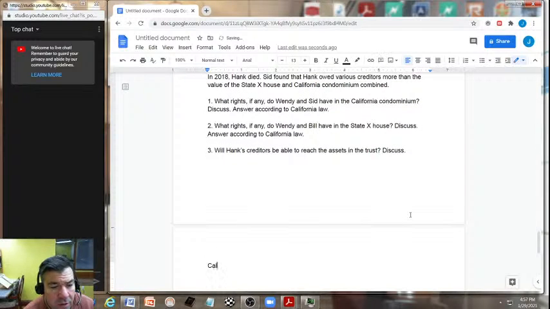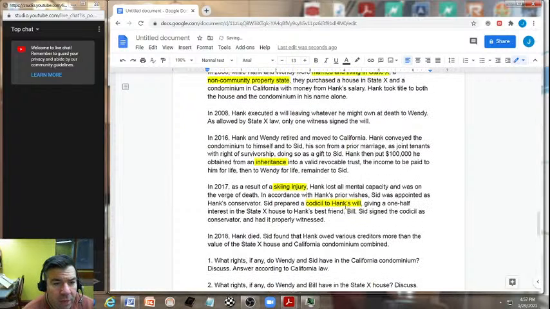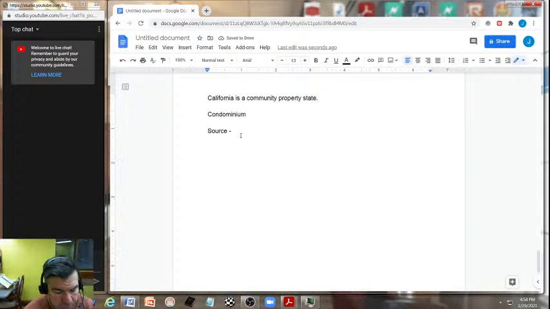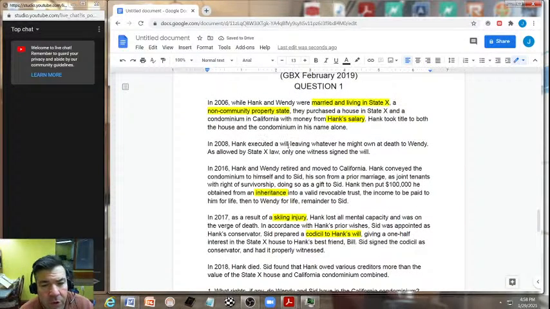Okay, and then come down. We want to make sure to establish what was the source of the condominium. So we want to talk about the condominium here. The source of the condominium looks to me to be up here: they purchased a house in state X and a condominium in California with money from Hank's salary. So Hank's salary during the marriage would be considered community property. Absolutely. So let's call that CP here. Now, what happens to that condominium after is what we're going to be talking about next.